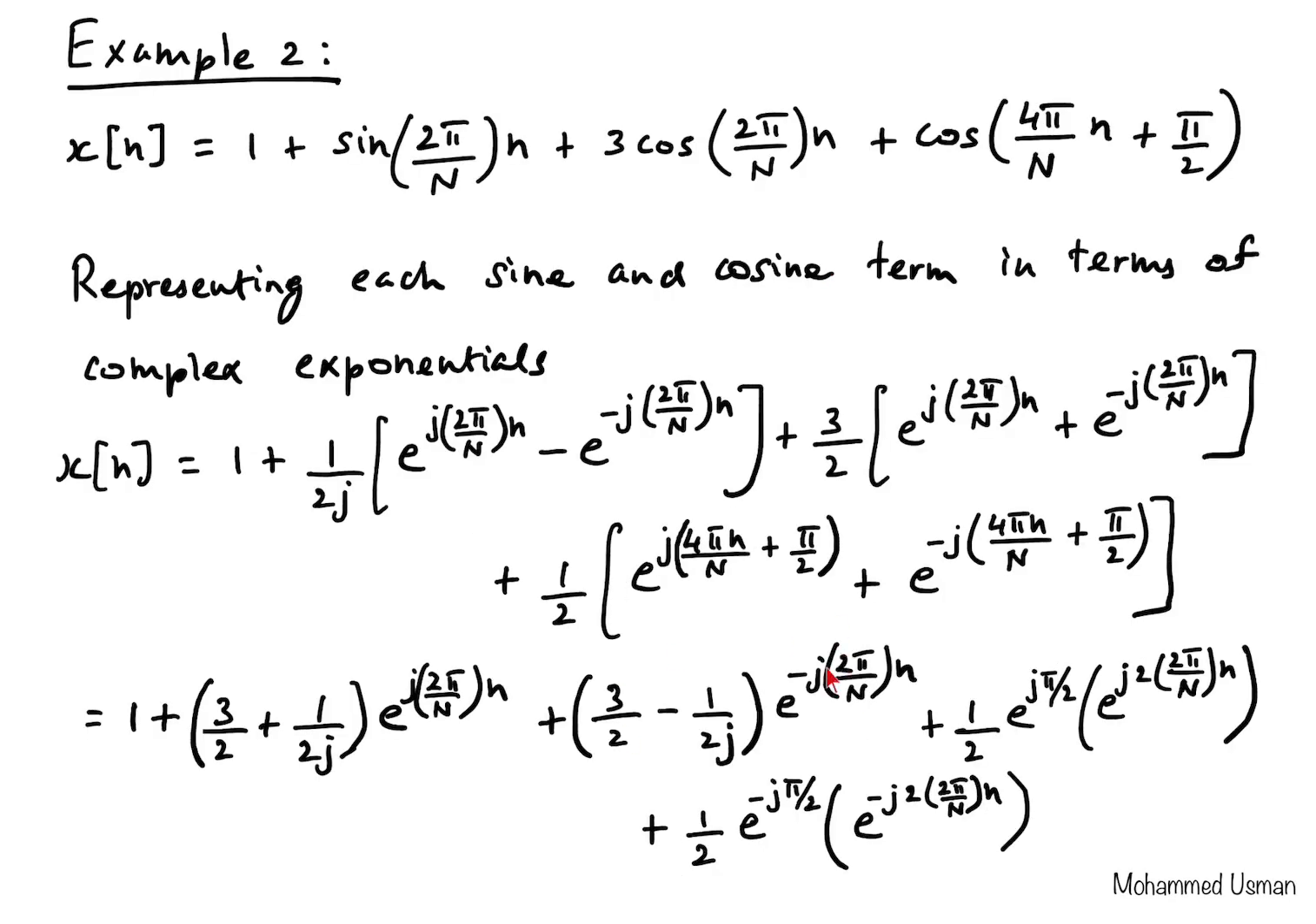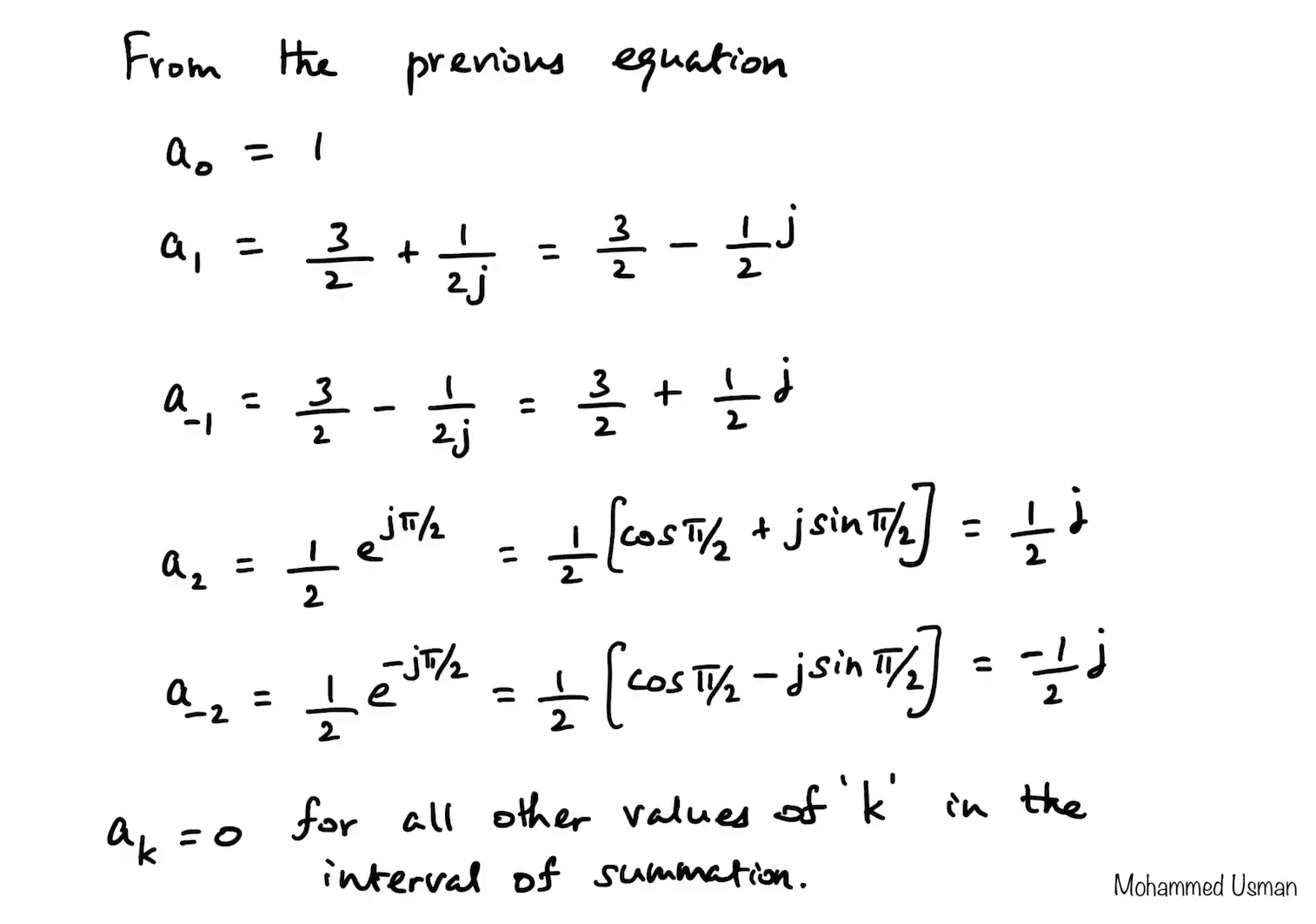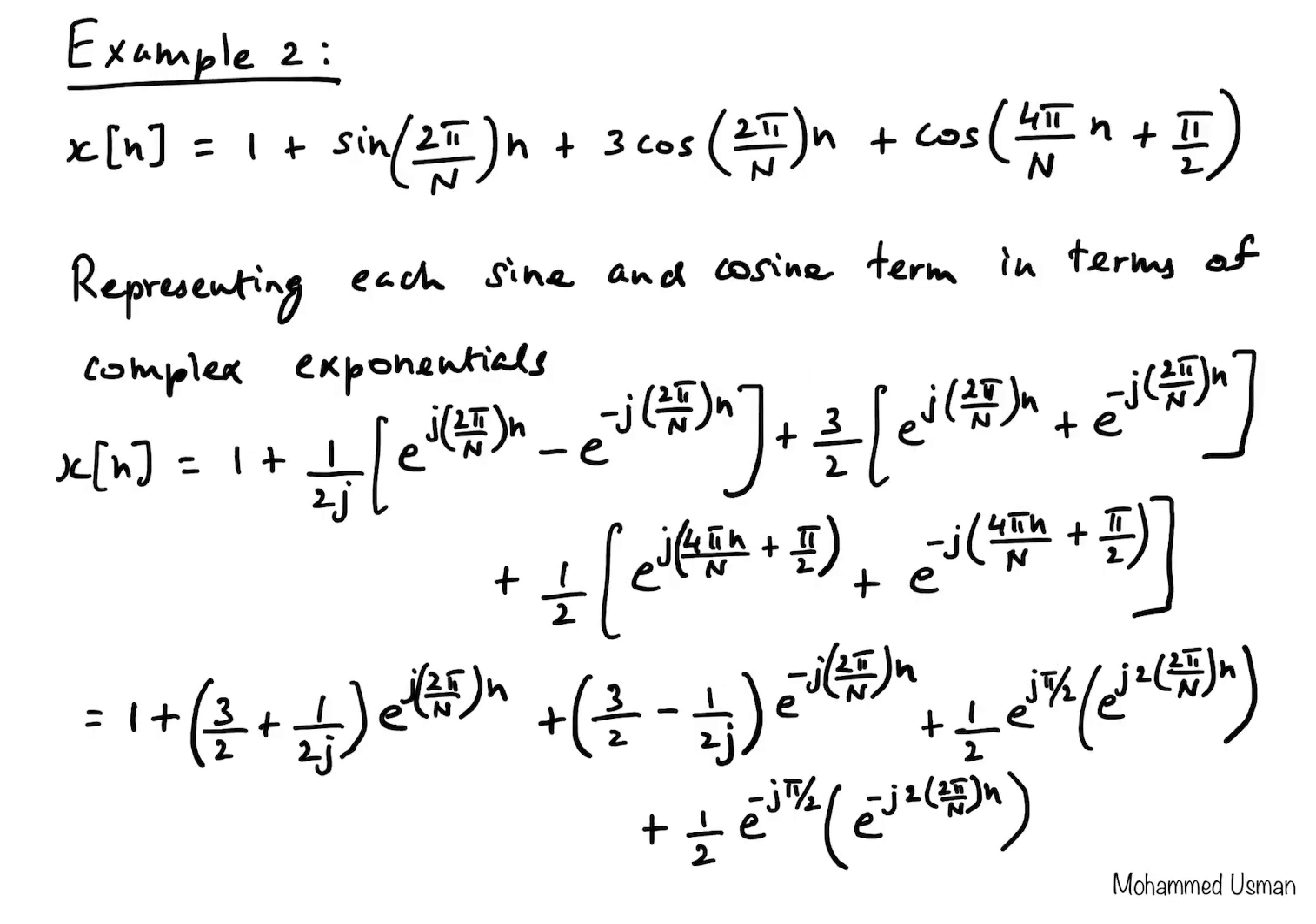Similarly, the third term here is for k equal to minus 1. It is e power j minus 1 times 2 pi by n times n. So this is representing a minus 1. So we have a minus 1 given as this. Since again the j is in the denominator, we multiply and divide by j for this term to get 3 by 2 plus half times j.